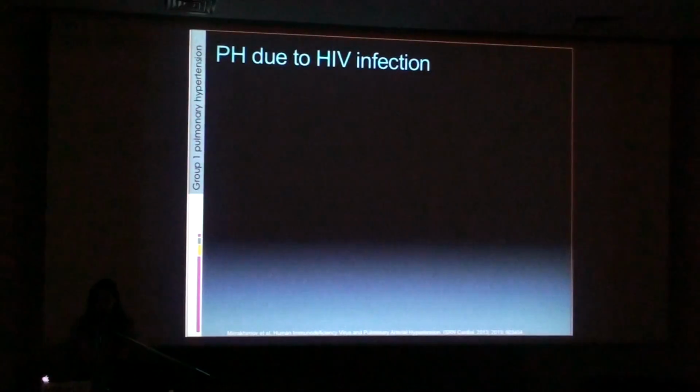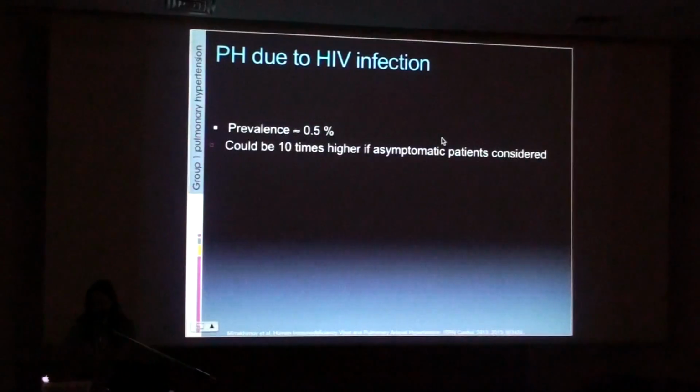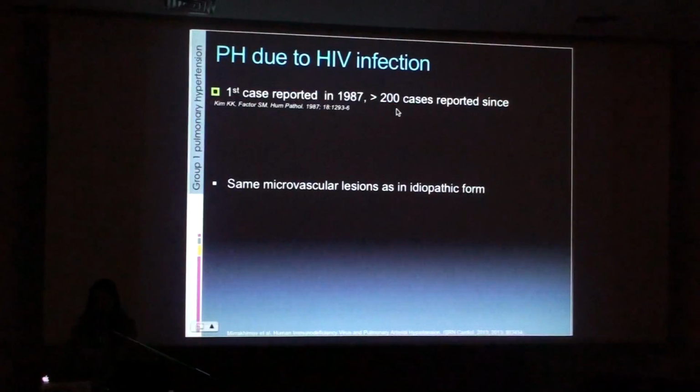So the pulmonary hypertension due to HIV infection, the first case was reported in 1987, and since then we have more than 200 cases reported. The prevalence in patients with HIV is about 0.5%, and it could be 10 times higher if asymptomatic patients are considered. We have the same microvascular lesion as in the idiopathic form.